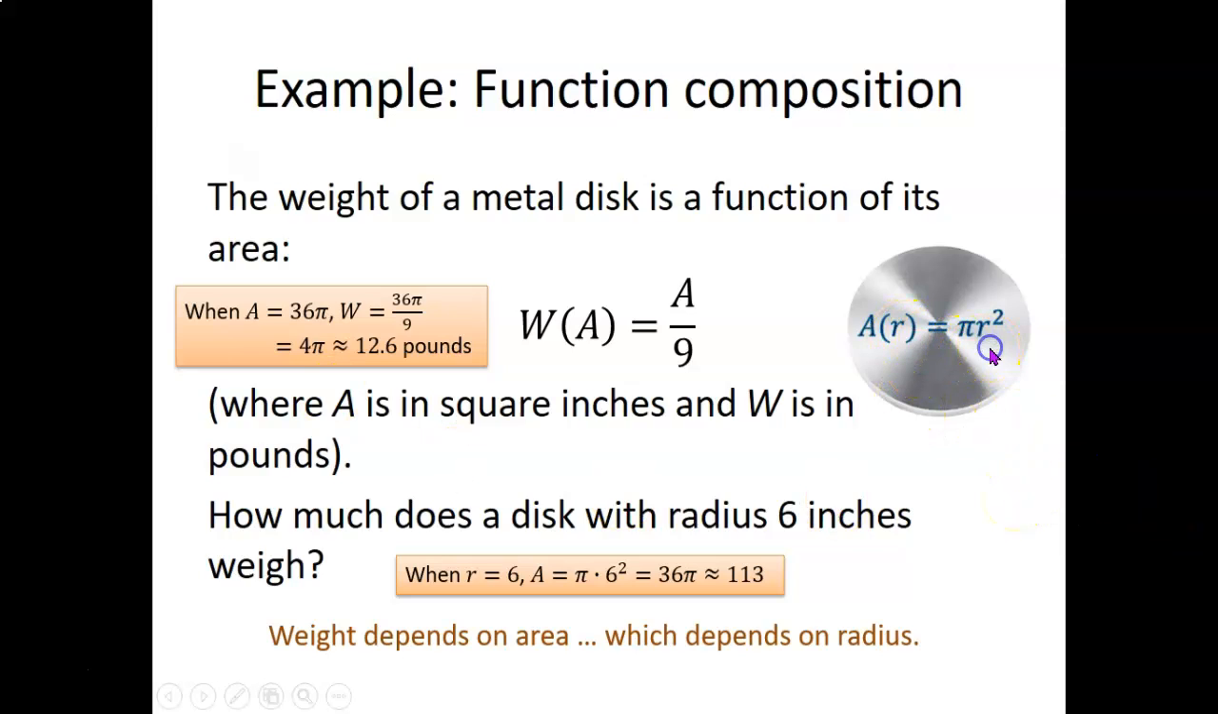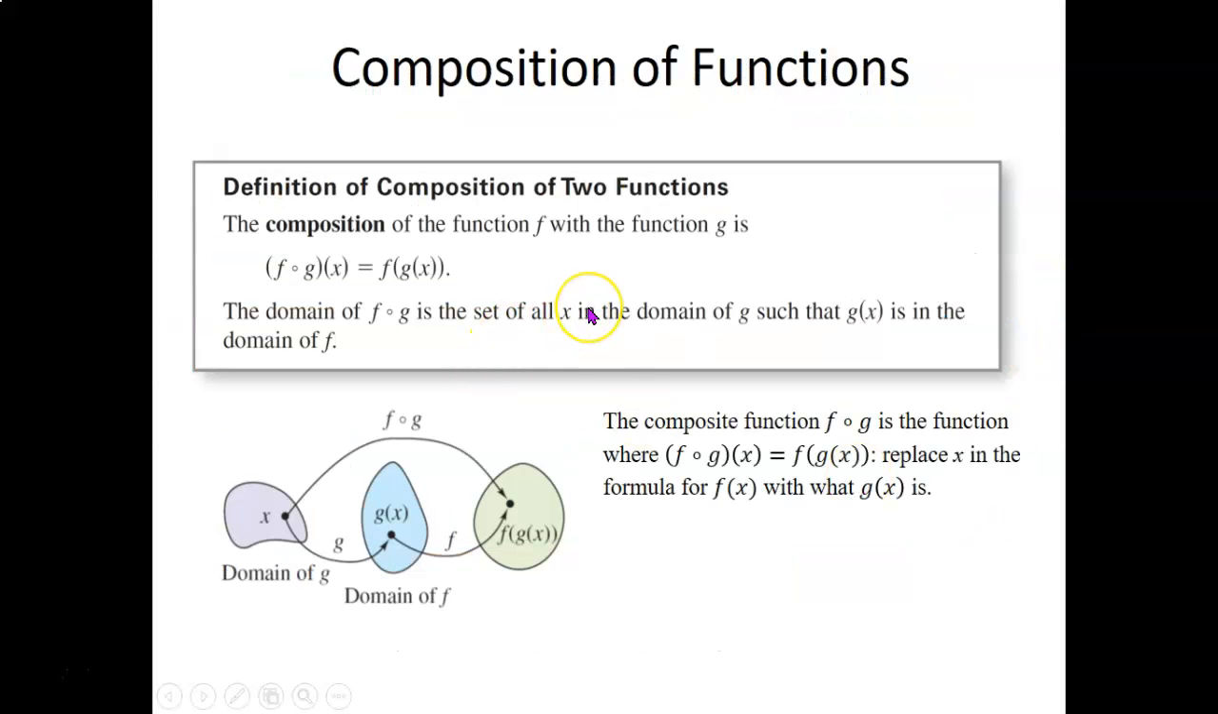The area is pi r squared. So if we put pi r squared in place of A, we get that the weight is pi r squared divided by 9. So that gives you the weight directly as a function of the radius. So when we combine those two functions, those two different formulas like that, we got a composite function. So that's composition of functions.